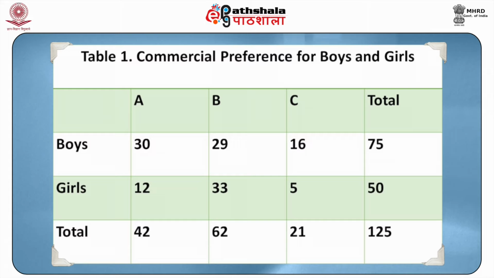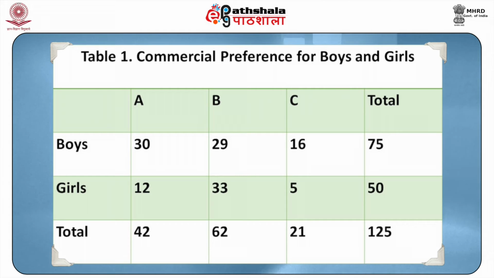Of course, there is a diagrammatic representation and the chi-square has been calculated. Consider the upper right cell of the table. The overall probability of a child in the sample being a boy is 75 divided by 125, that is equal to 0.6. The overall probability of liking a commercial A is 42 divided by 125, equal to 0.336.